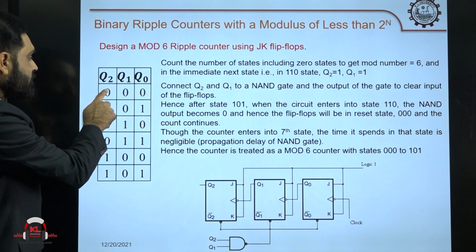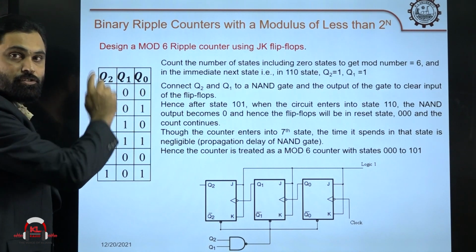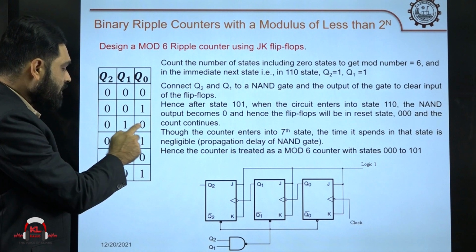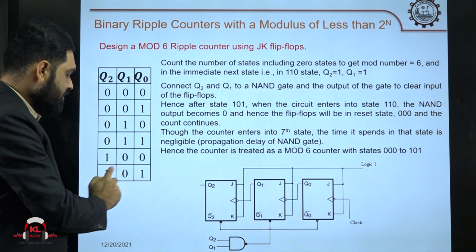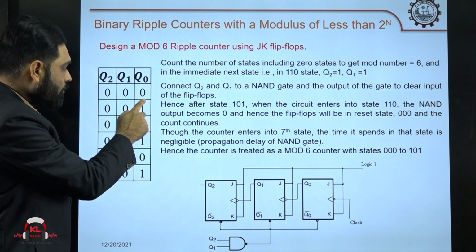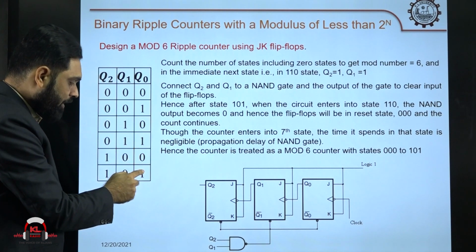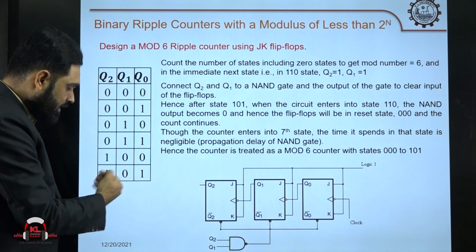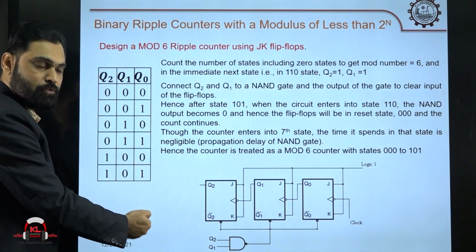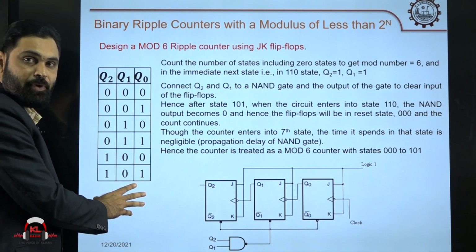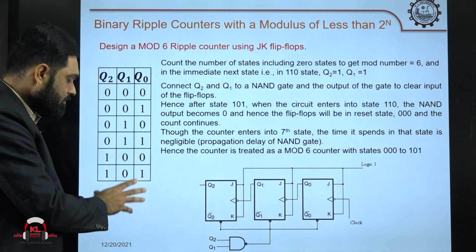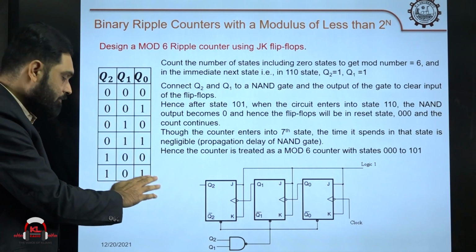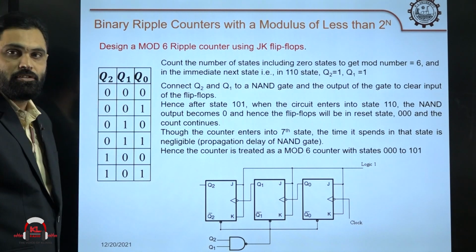Look here, the first value starts with 0 0 0, the next value increments 0 0 1, 0 1 0, 0 1 1, 1 0 0, 1 0 1. That means 0 1 2 3 4 5, a total of 6 values. After this, the next value is 1 1 0 and then 1 1 1. Those values we are skipping, and we are counting only 6 numbers, and after that it again starts with 0 0 0.